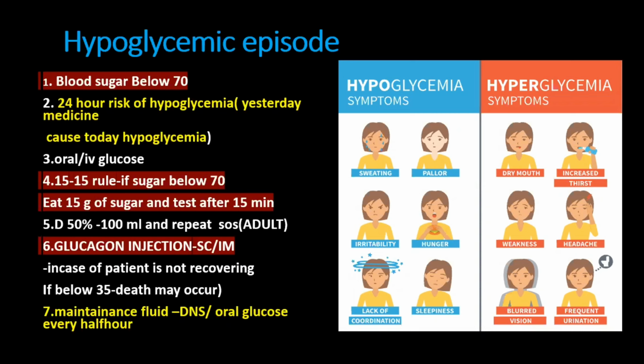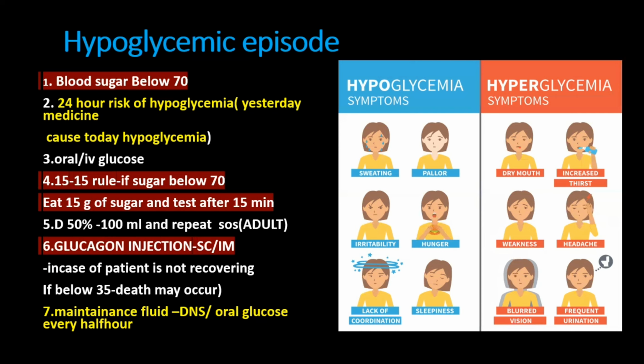There is a 24-hour risk of hypoglycemia. It means if the patient took a tablet yesterday, the risk of hypoglycemia will be today. If he takes it today, the risk of hypoglycemia is tomorrow. We can give oral or IV glucose.